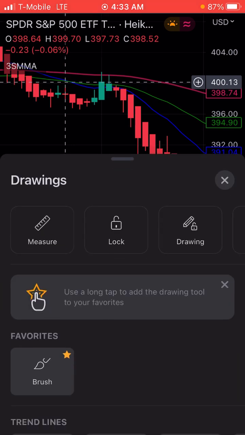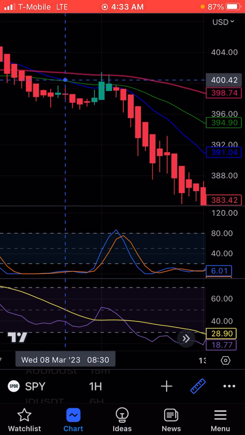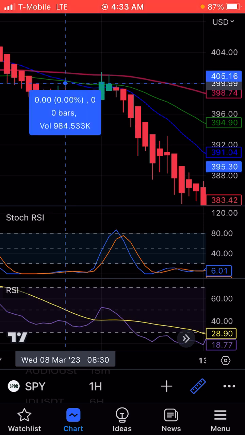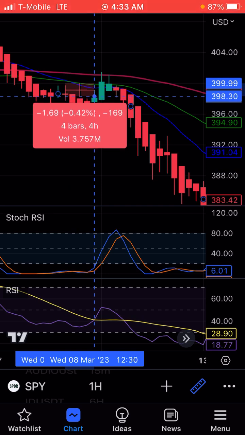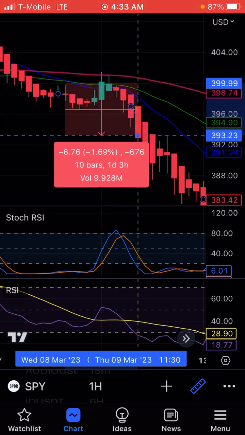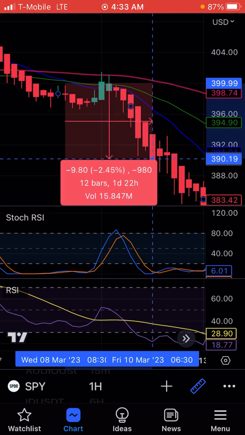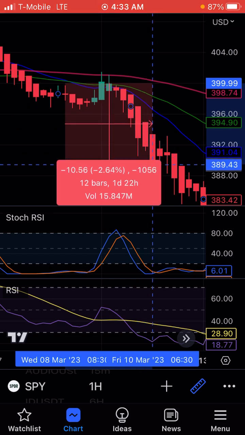Now this is kind of tricky right here, because if you judge it on the RSI, you would get out about here. But if you look at your EMAs, you'll notice that they're in no way connected or crossing. So you could still keep going. So this is about another 500.